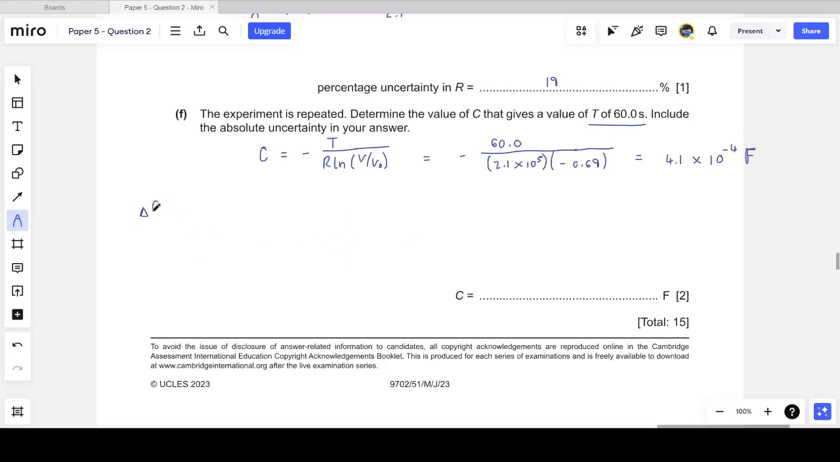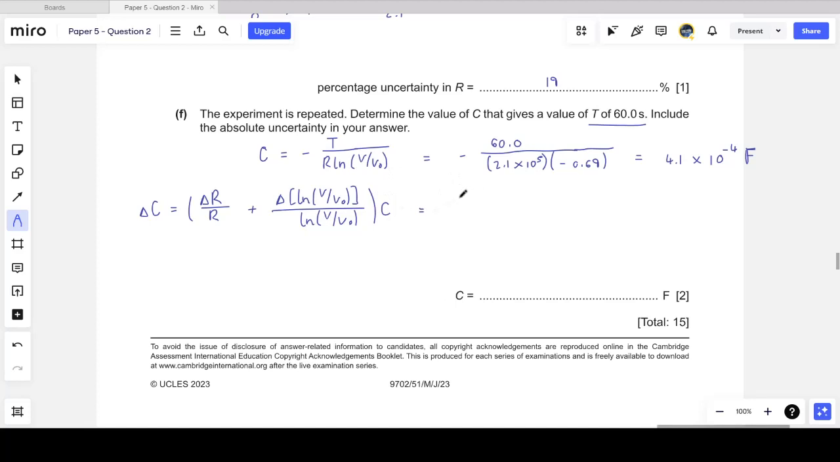But we also need the uncertainty in C. Delta C is, now if I look at this equation, and t is a certain thing, then it's a certain thing divided by two uncertain things. So delta C will be again, it must be a fractional uncertainty. The fractional uncertainty in R plus the fractional uncertainty in the log of V over V naught. It's messy to write, but not complicated. And all of this multiplied by the calculated value of the capacitance C.